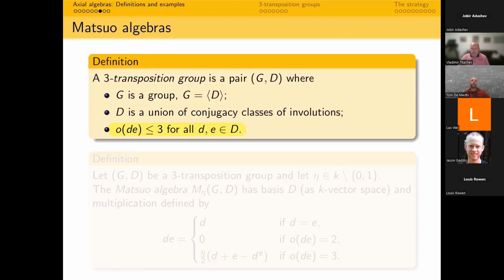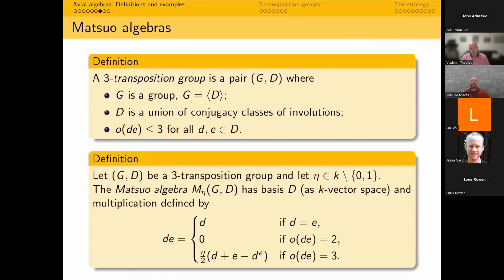And once we have such a three transposition group, you can, in a very straightforward way, define a non-associative algebra, which is what we do here. So we have our given three transposition group. We have a parameter that we choose, which is called eta. Let me emphasize this here. You have a complete choice of a parameter eta, and then you define an algebra by taking as a basis precisely the set of these generating elements, the basis D.